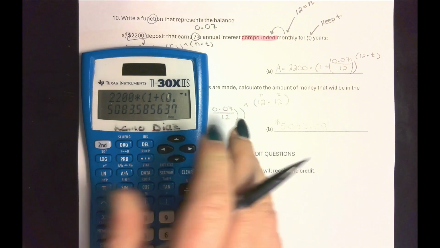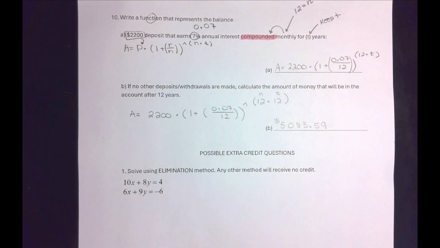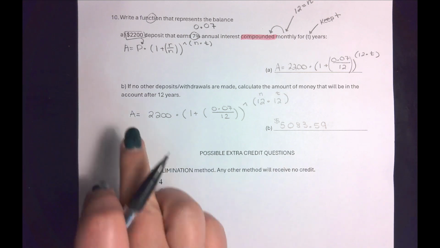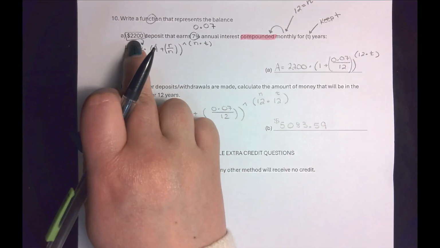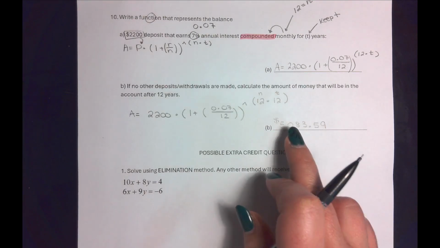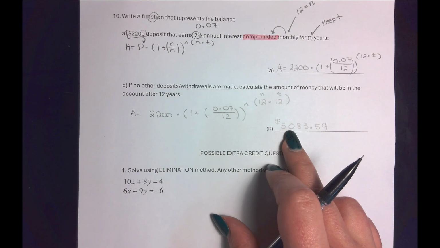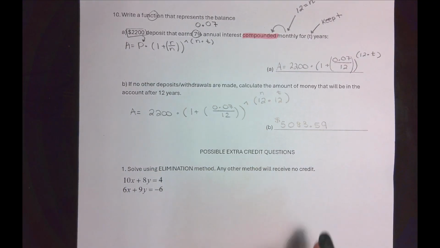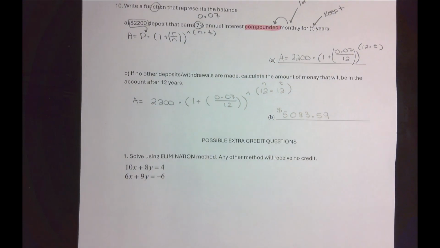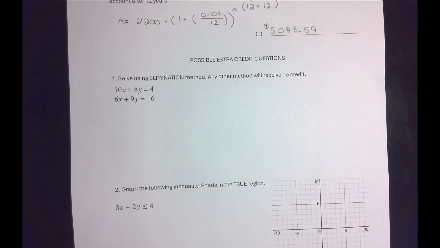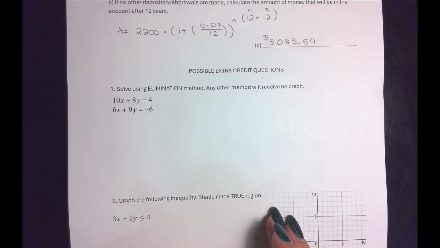Money symbol. So if she deposits $2,200, we don't know if it's a she or he, but whatever. If they deposit $2,200, after 12 years, compounding monthly, we have $5,083.59. All right, let's move on to the last two. These are some possible extra credit questions. These are questions from chapter 5, so the previous chapter. Let's go ahead and do question number 1.